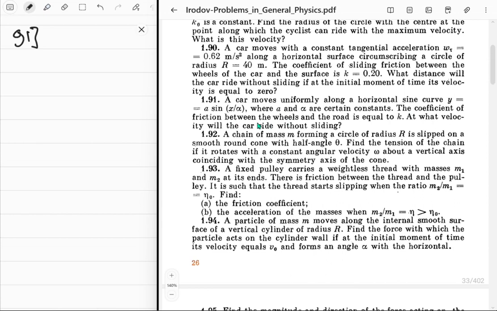The coefficient of friction between the wheels and the road is k. At what velocity will the car ride without sliding? So the car rides without sliding. Okay, fine. Understanding what's happening. Oh, this is really bad. And it's at constant velocity.